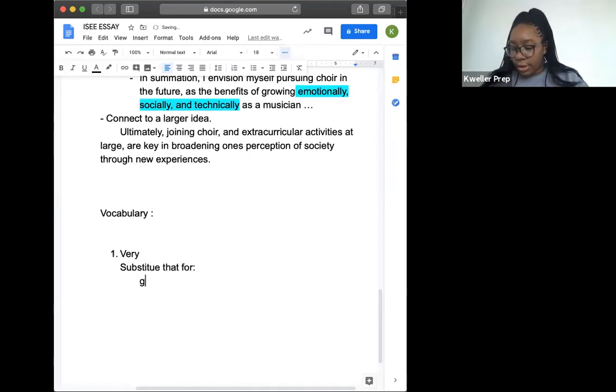is genuinely. Undoubtedly. And I think these two are the best. So she is genuinely happy. It shows that when someone is genuinely something, that means that they are truly that way. She is truly happy. And then undoubtedly happy. She is without a doubt happy. I think that using words like this as opposed to "very" just gives your writing more sophistication.